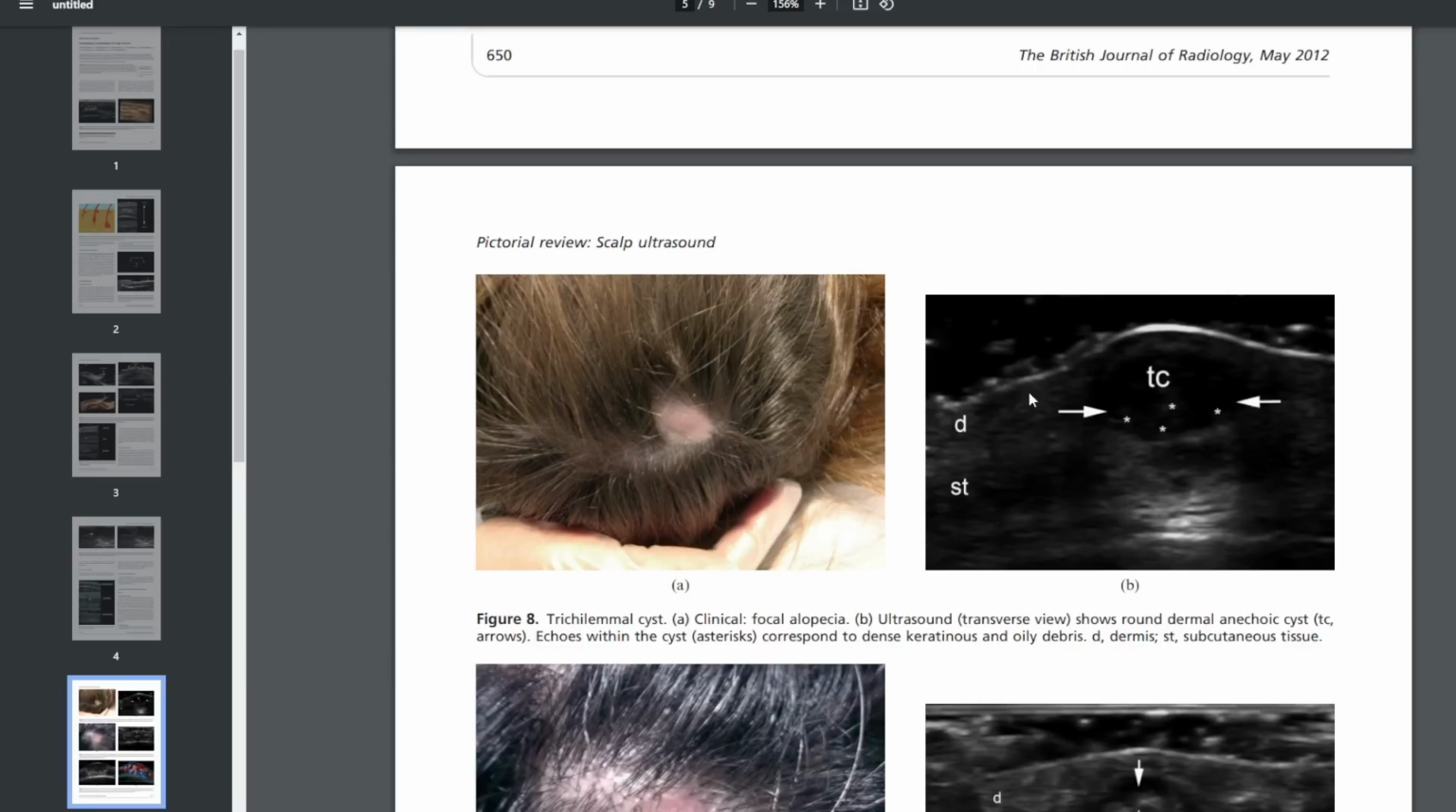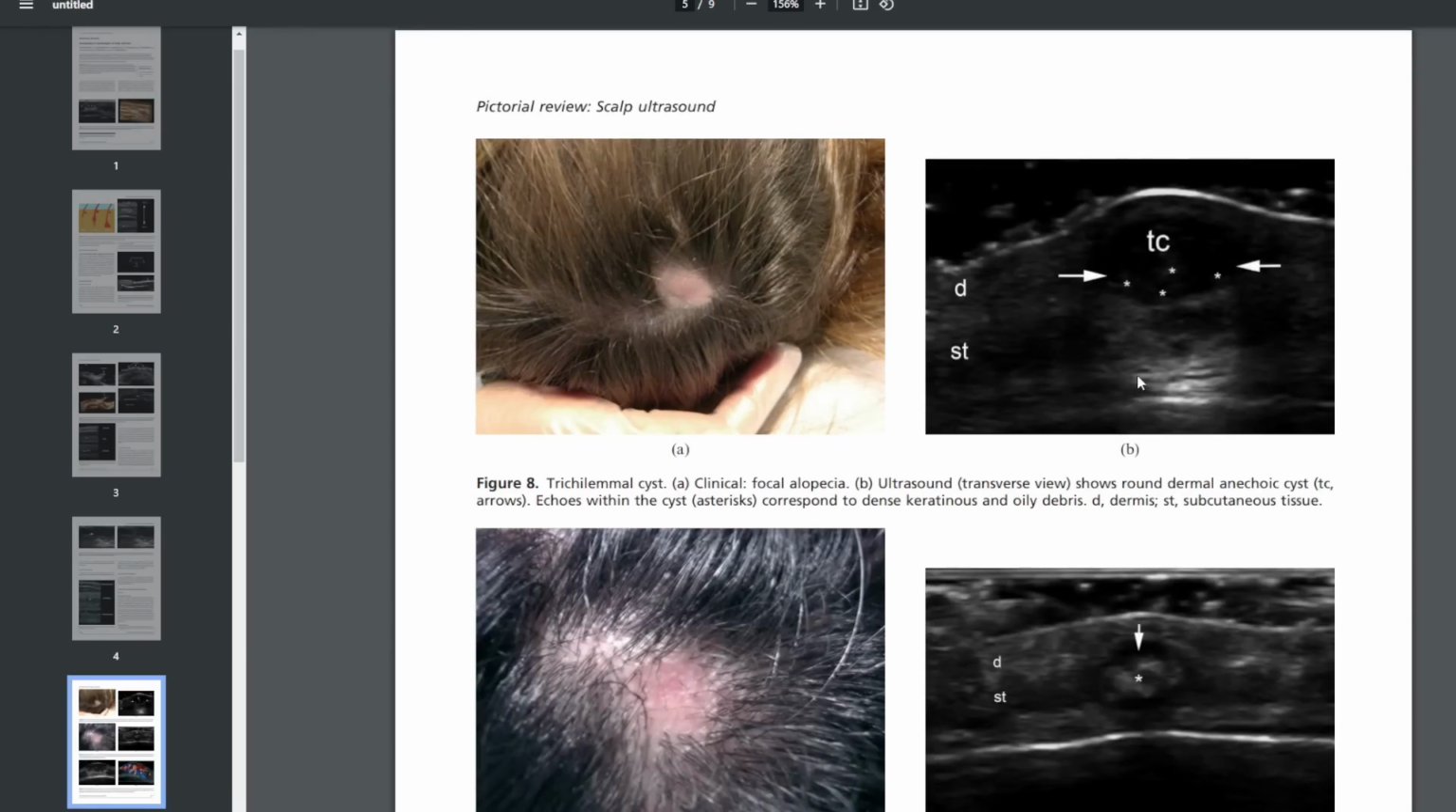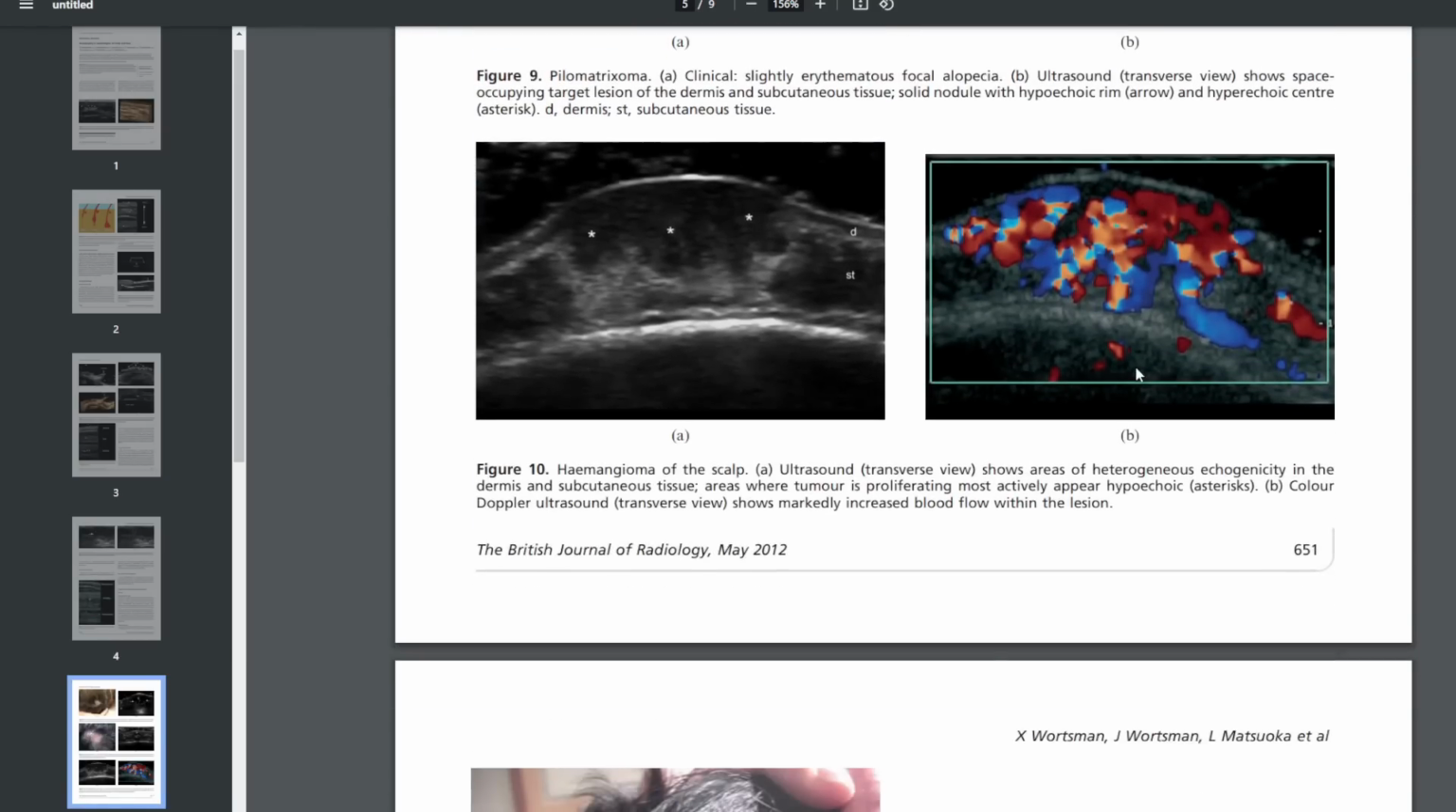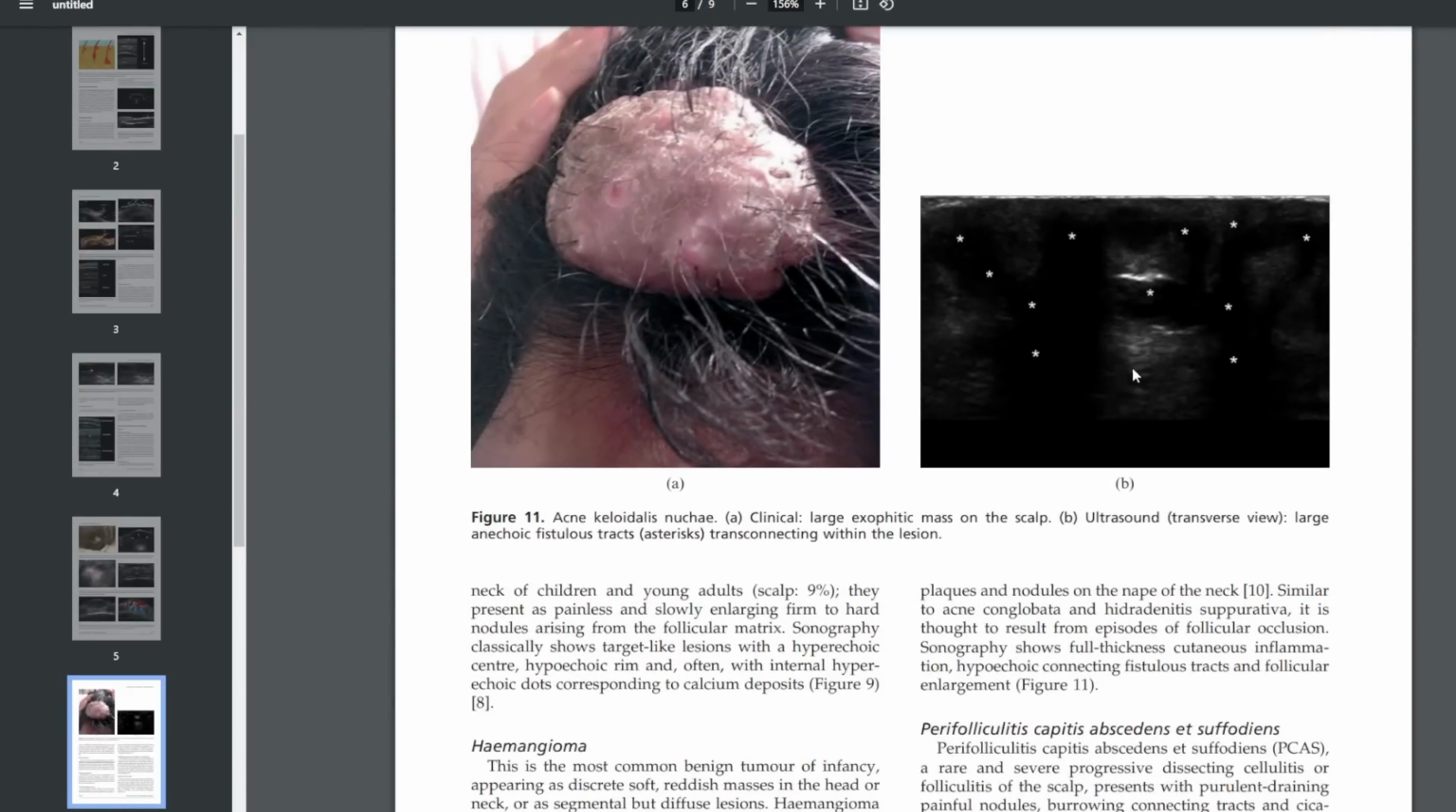Upon using ultrasound technology, we're able to see that in this dark void, we're able to see a displacement that's occurring that's consistent with the appearance of the cyst. Not only that, but you can see some fibrosis as well, right? If we go over here, this is AKN, acne keloidalis nuchae, something like that. I forgot how to pronounce this.